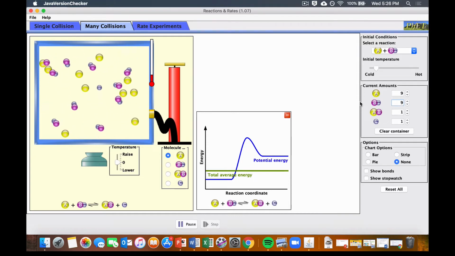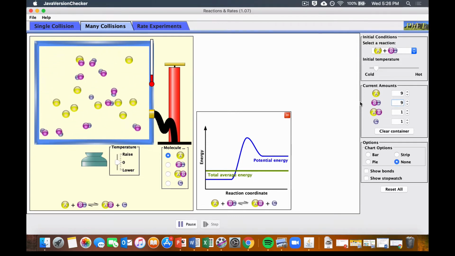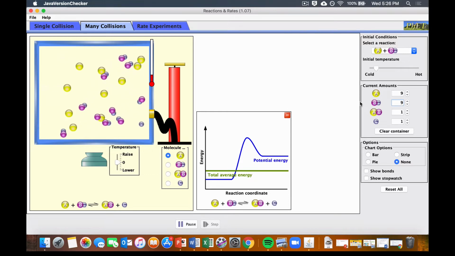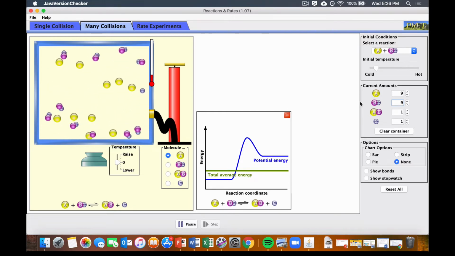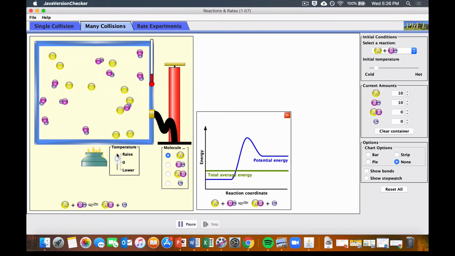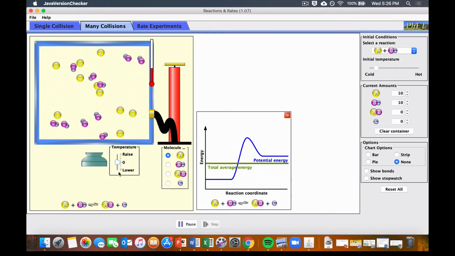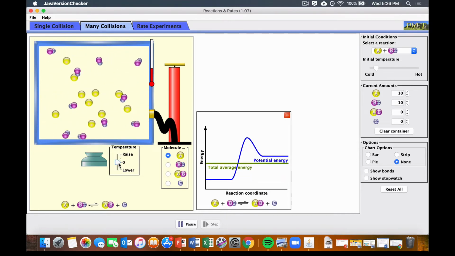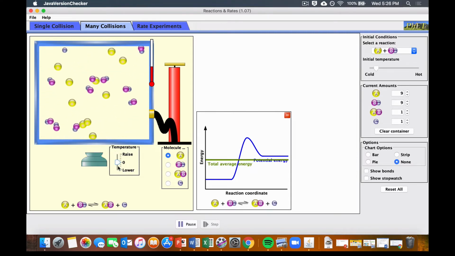If I asked you to try to speed up the rate at which this reaction was happening, there's a couple of different variables we could try. So what would happen if I heat it up? If I heat up the reaction, would I have more successful collisions or less successful collisions?